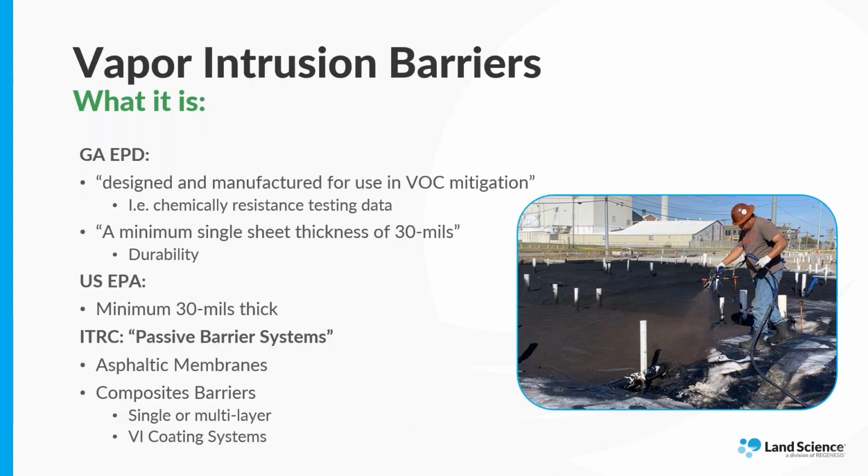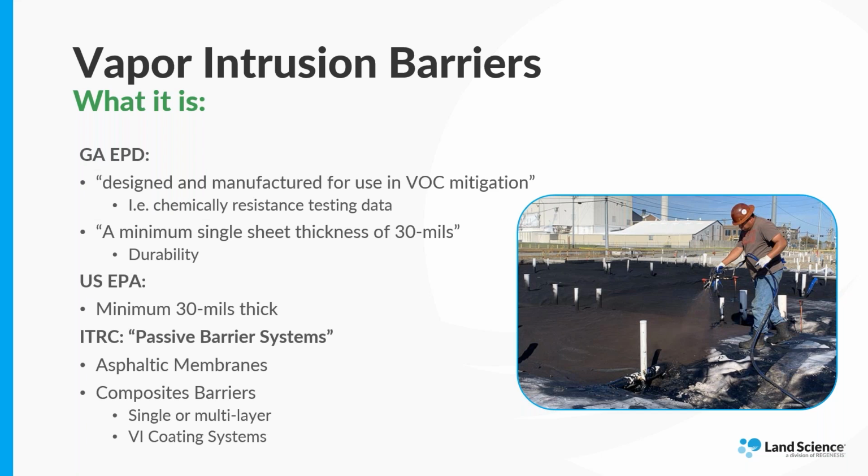So now that we've clarified what doesn't constitute a chemical vapor barrier, let's discuss what they are. The regulatory community has a few different qualifiers to help ensure that we're on the right track. As an example, EPD requires some specific chemical resistance testing as well as a thickness requirement. The US EPA also has a minimum thickness requirement. And ideally, at some point, all states will have similar guidance or requirements for chemical vapor mitigation.